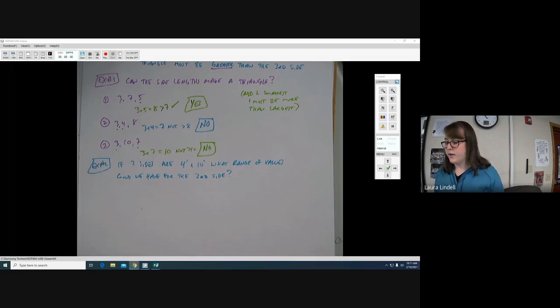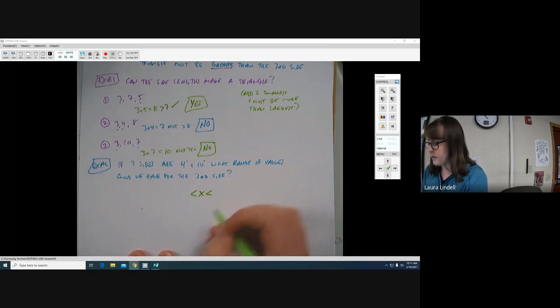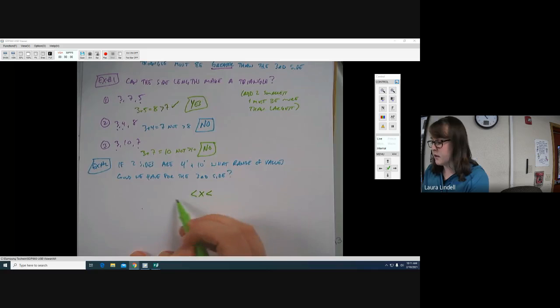Okay, so when we see a problem like this, when we're looking for a range of values, we're looking for an inequality here. If the third side is x units long, we want an inequality from the smallest value of x to the largest value of x. So what we're going to do here is set up something that looks like this, where we have the smallest possible value here and the largest possible value here.